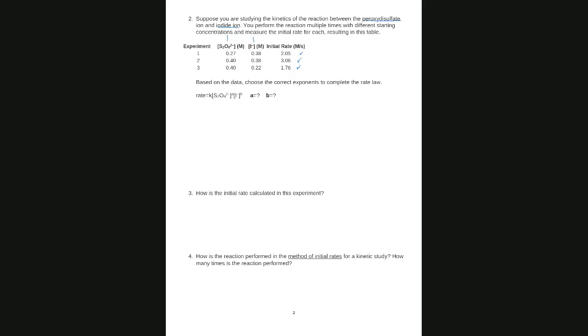You basically examine the impact of each reactant. You have 2 reactants here, by comparing 2 experiments. You have to pick 2. You have 1, 2, 3, but you have to pick only 2 because you are going to divide one over the other. So you have to pick 2 where, in one experiment, one concentration is the same and the other changes. Does it make sense?